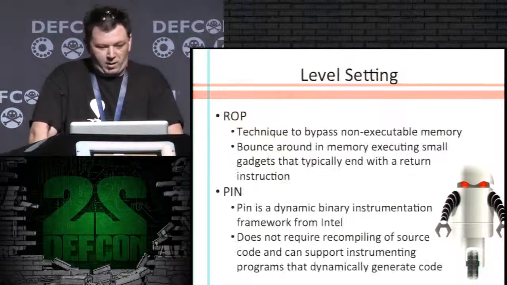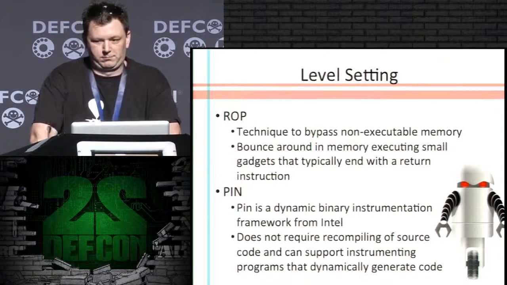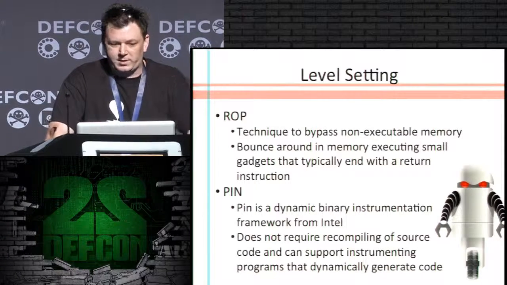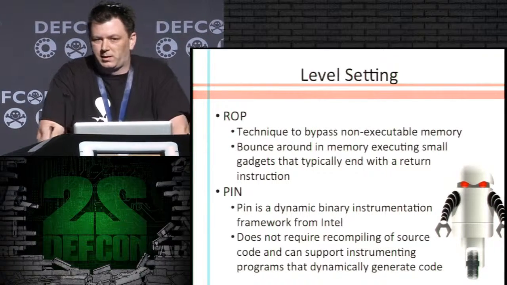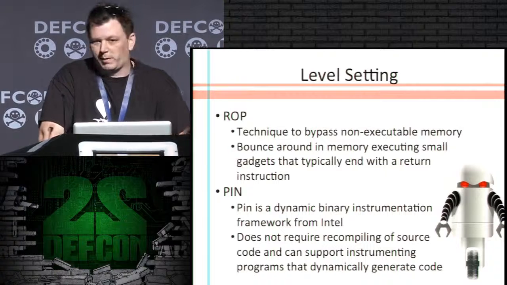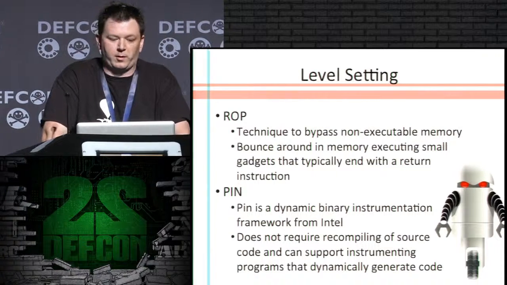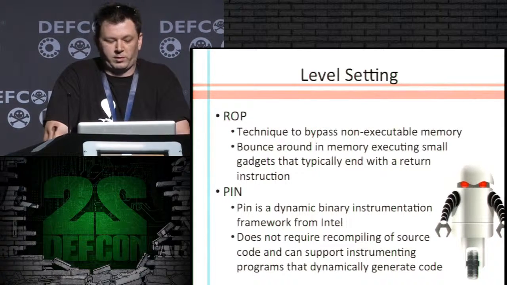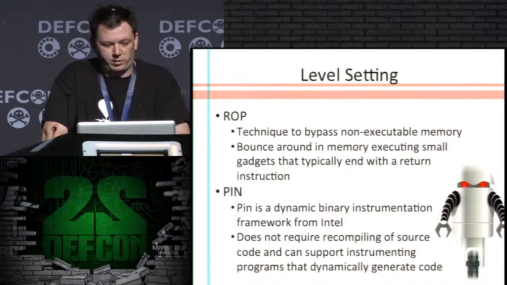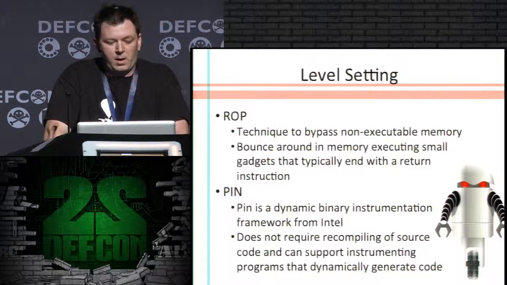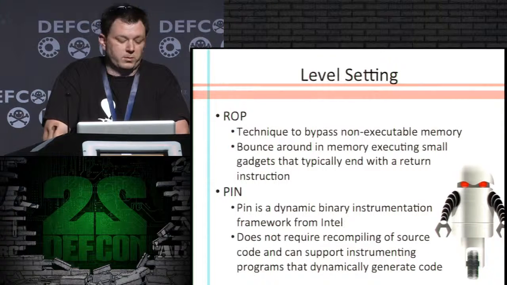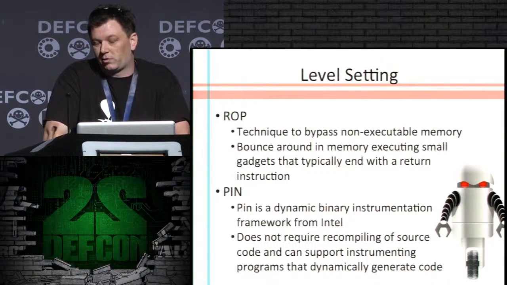But we're here to talk about ROP. And so, quick level setting, ROP is a technique to bypass non-executable memory. You bounce around memory, executing small gadgets, typically ending with the return instruction, hence the return in return-oriented programming. I use PIN to do this. It's a dynamic binary instrumentation framework from Intel. It's really nice. You don't need to recompile source code, and it can instrument dynamically generated code.